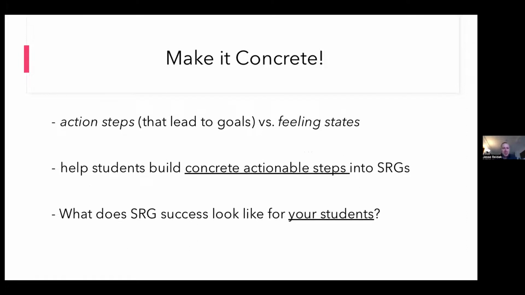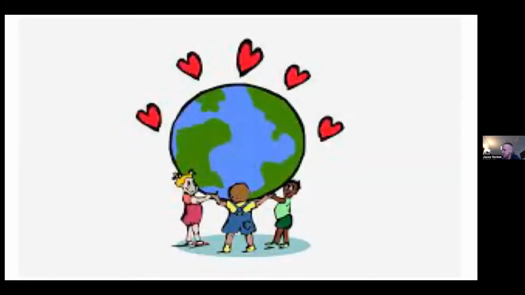We want to really make sure that we're creating action steps that lead to goals, not just feeling states, not just having the students talk about things they'd like to do, but actually how they're going to obtain these goals. So create concrete actionable steps and discuss with students what SRG success looks like in their own lives and in their own family lives. So I'll wrap up there. Let's make a happy planet together with our students.